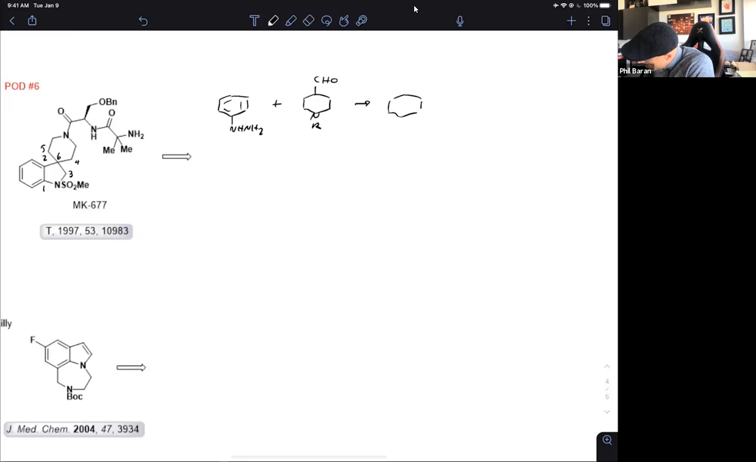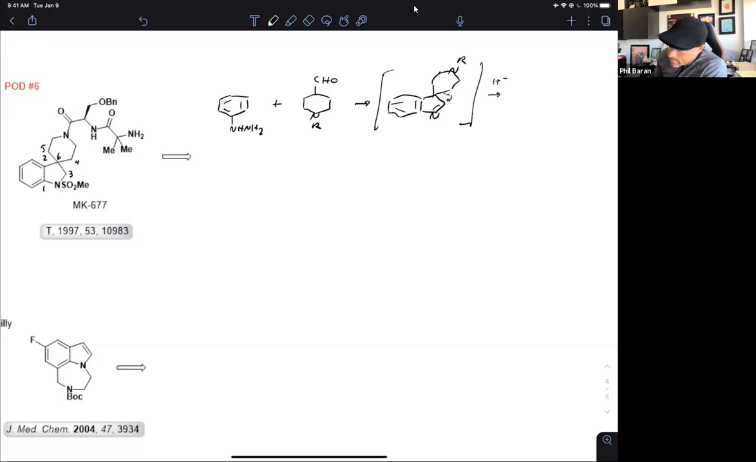and you need to be very deft about doing this reaction so that when you get this intermediate, it is immediately reduced so that it doesn't do a ring expansion.